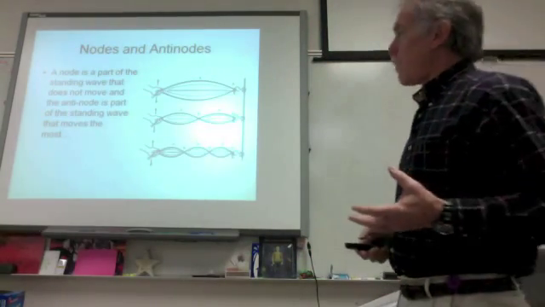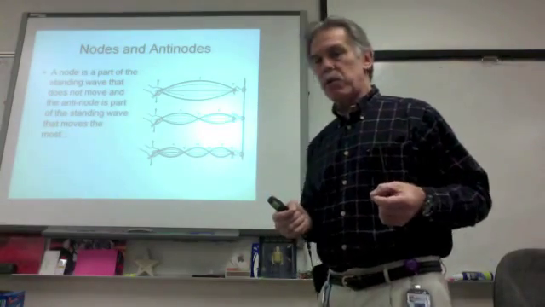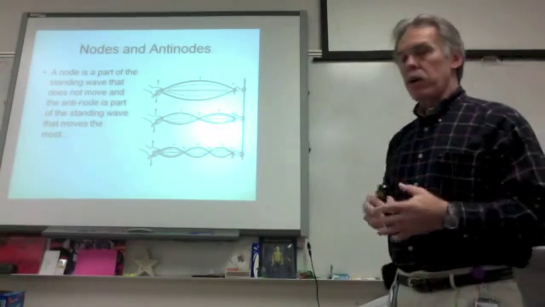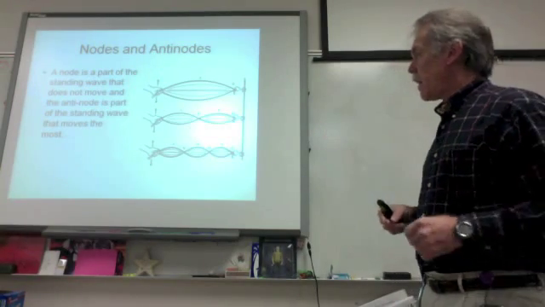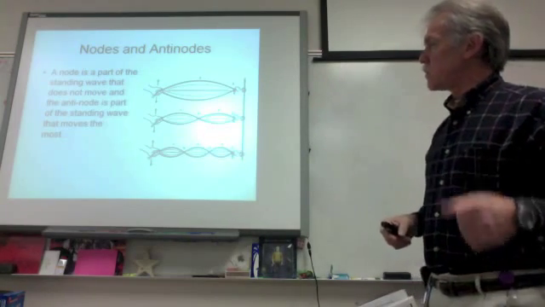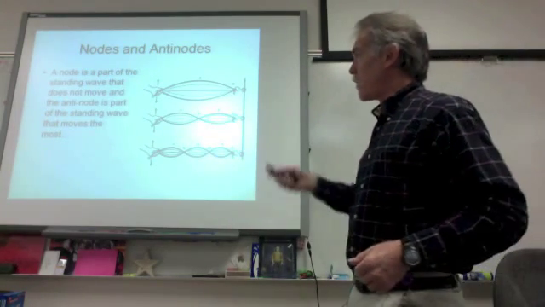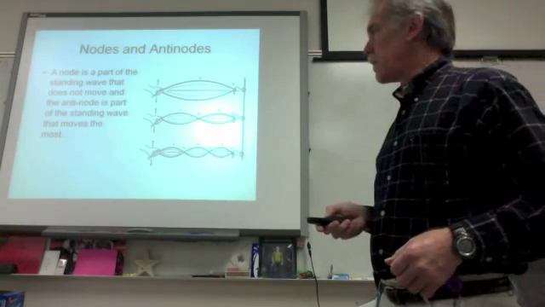Just a review about what nodes and antinodes are. A node is the part of the standing wave that doesn't move, and the antinode is the part that has the widest range of movement. On the string, you can see there we have one antinode on the first one, 2 on the second, 3 on the third. That would be the first, second, and third frequencies, harmonics.